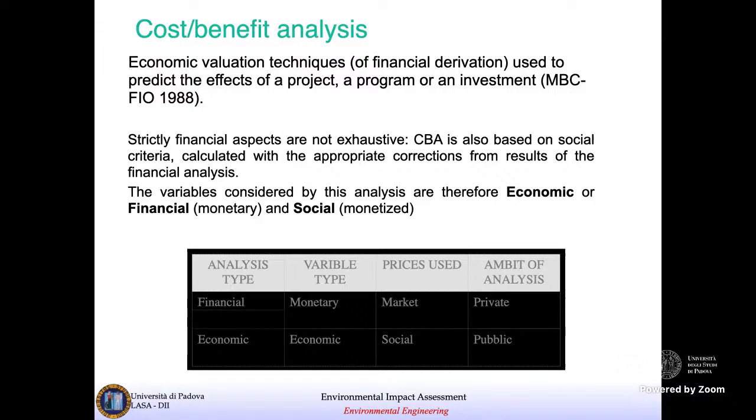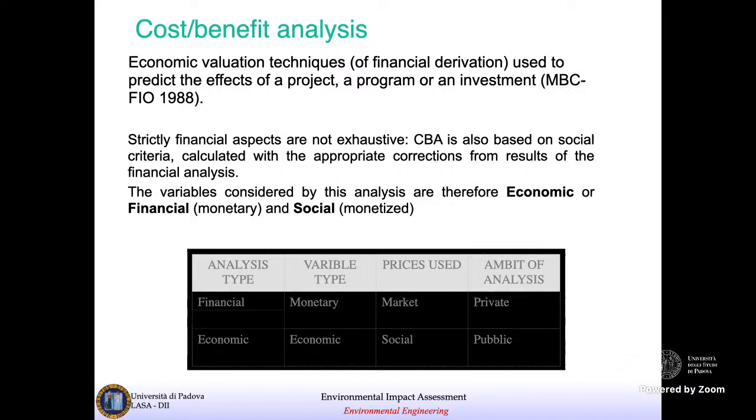GDP is an indicator of economic performance of the system. Typically in financial analysis, you employ market prices to evaluate or to compute the budget, while in economic analysis, you employ social prices. And for this, as we will see when we introduce the concept of ecosystem services, we need some kind of tools that allow us to convert, for example, environmental services or environmental qualities into some kind of monetary units.